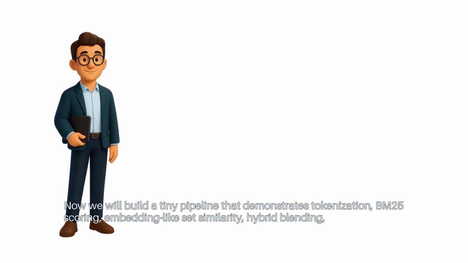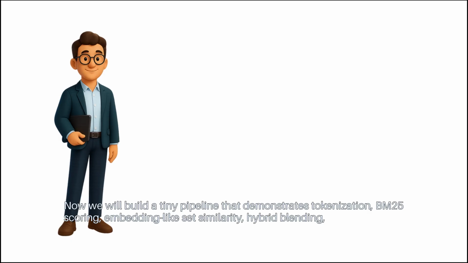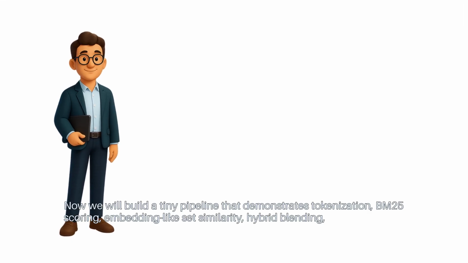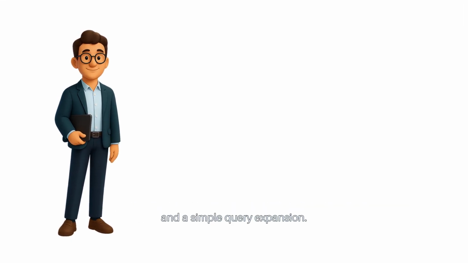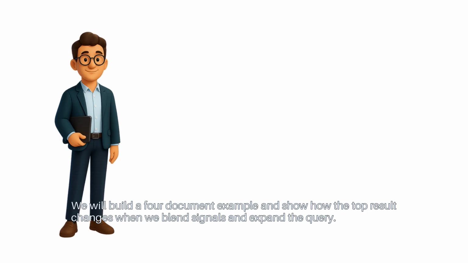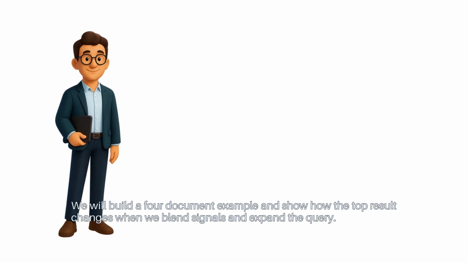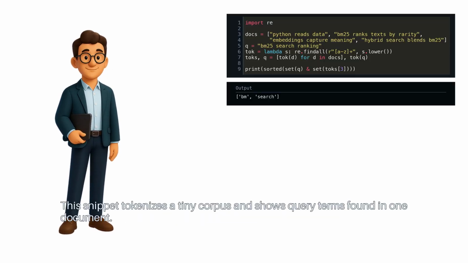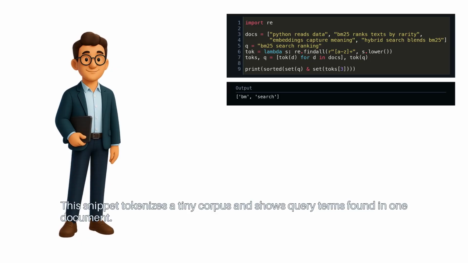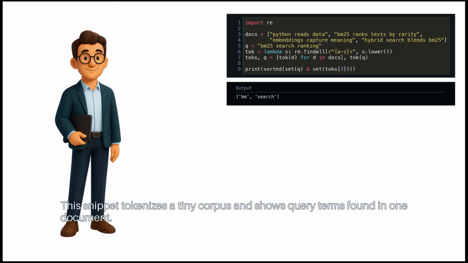Now we will build a tiny pipeline that demonstrates tokenization, BM25 scoring, embedding-like set similarity, hybrid blending, and a simple query expansion. We will build a 4-document example and show how the top result changes when we blend signals and expand the query. This snippet tokenizes a tiny corpus and shows query terms found in one document.